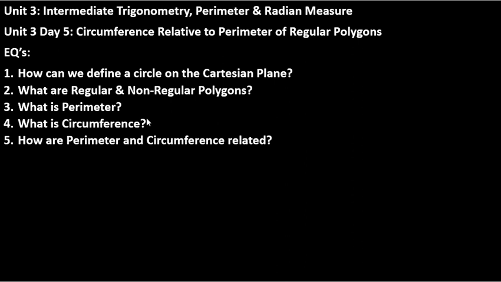circumference and perimeter. Okay, so REQs, how can we define a circle on the Cartesian plane? What are the regular and non-regular polygons? What is perimeter? What is circumference? And how are the two related? So let's go ahead and get started.